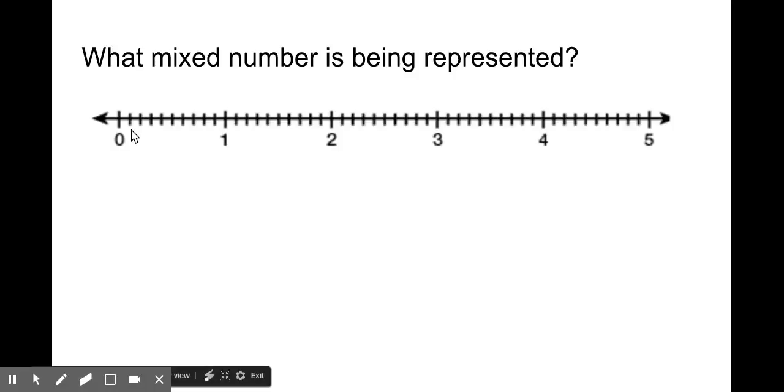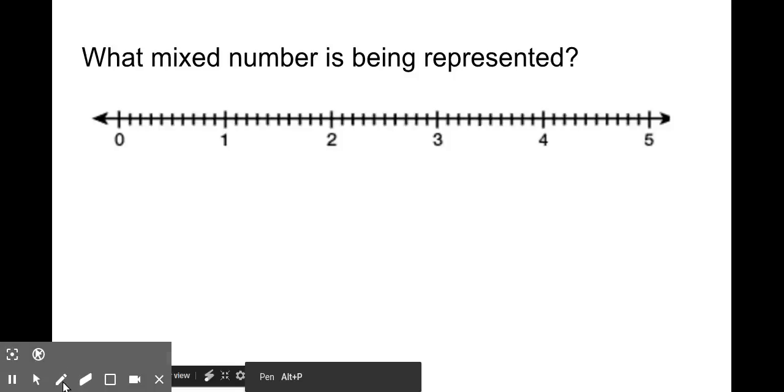So in between each of the wholes, so in between 0 and 1, it's cut up. In between 1 and 2, it's cut up. In between 2 and 3, and 3 and 4, and again at 4 and 5, it's cut up. So our job is to figure out a few different things. The first thing is to figure out how many wholes are going to be represented.